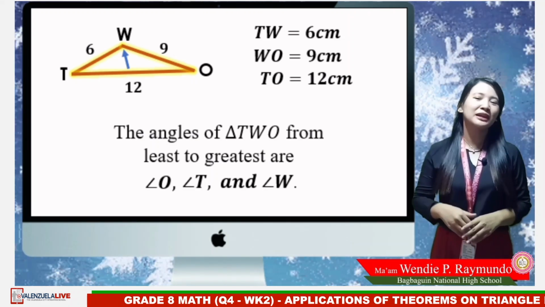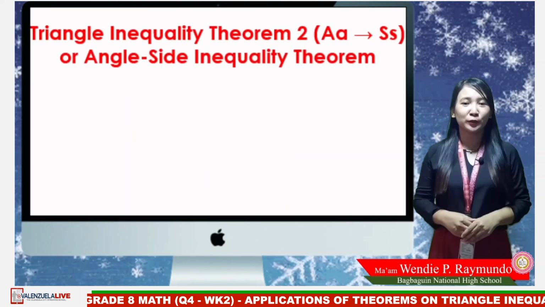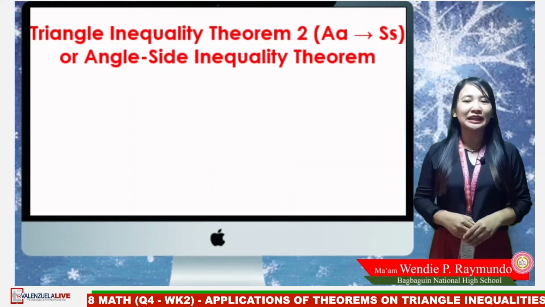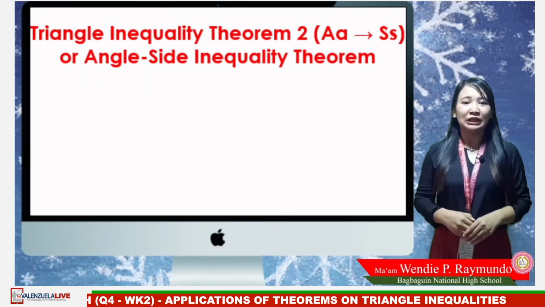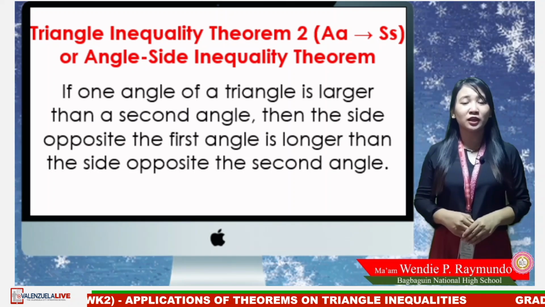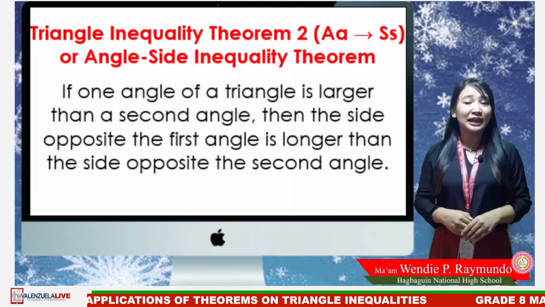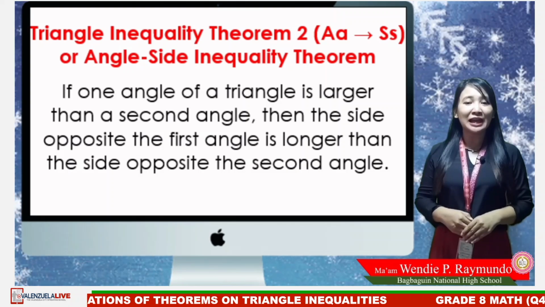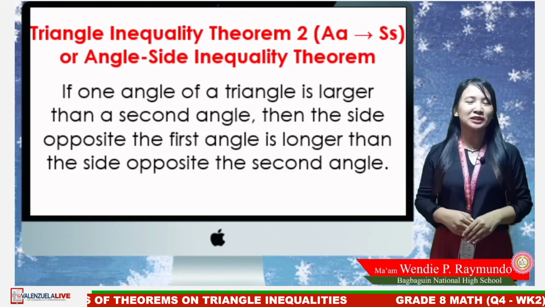Next theorem is the triangle inequality theorem number 2, or the angle-side inequality theorem. If one angle of a triangle is larger than a second angle, then the side opposite the first angle is longer than the side opposite the second angle.